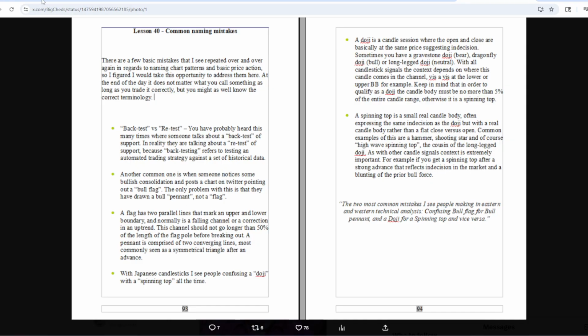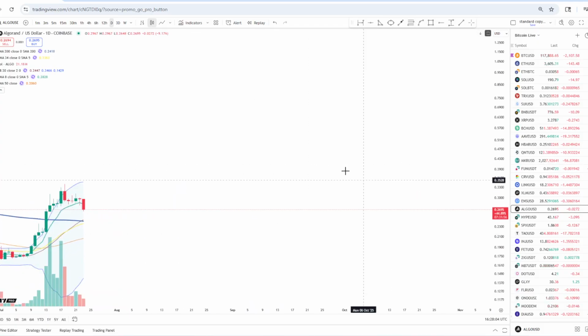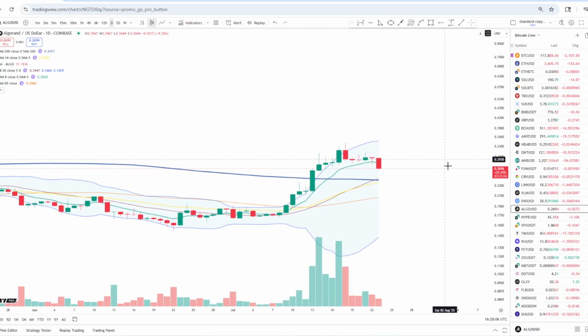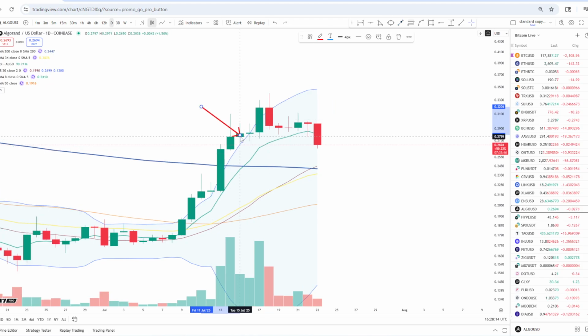A big one is doji and spinning top. You may have a small candle body and people say, look, it's a doji, it's a doji. Well, this is definitely a doji, but this is more of a spinning top. So people say, oh, look, it's a doji. It is actually a spinning top.